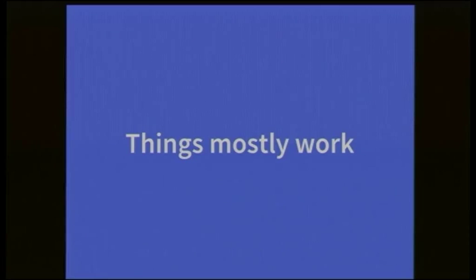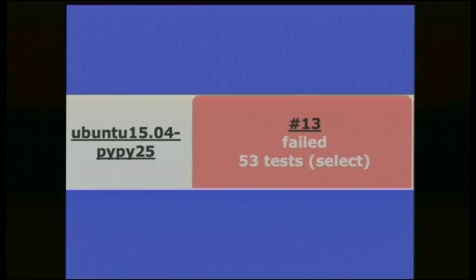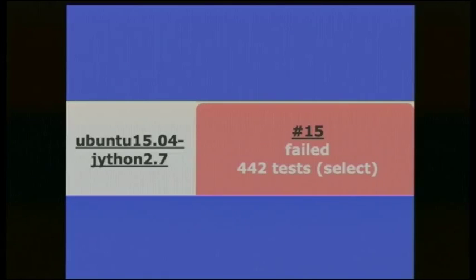Things mostly work. This is, for example, Twisted's build bots. There's 53 tests failing out of 3,000, so pretty good. Most of them are assumptions we've made about garbage collection and dictionary ordering and all things like that, all minor things. PyPy itself, we actually run in production. Twisted Matrix's website runs PyPy 2.6, and we can hold a lot more connections open and serve things much faster than just regular CPython. And if you think it's broken, well, at least it's not Jython.